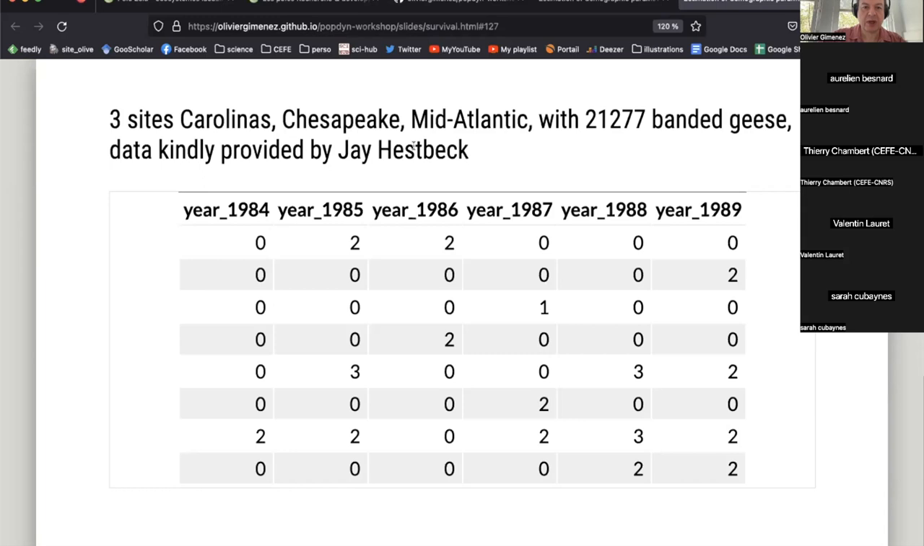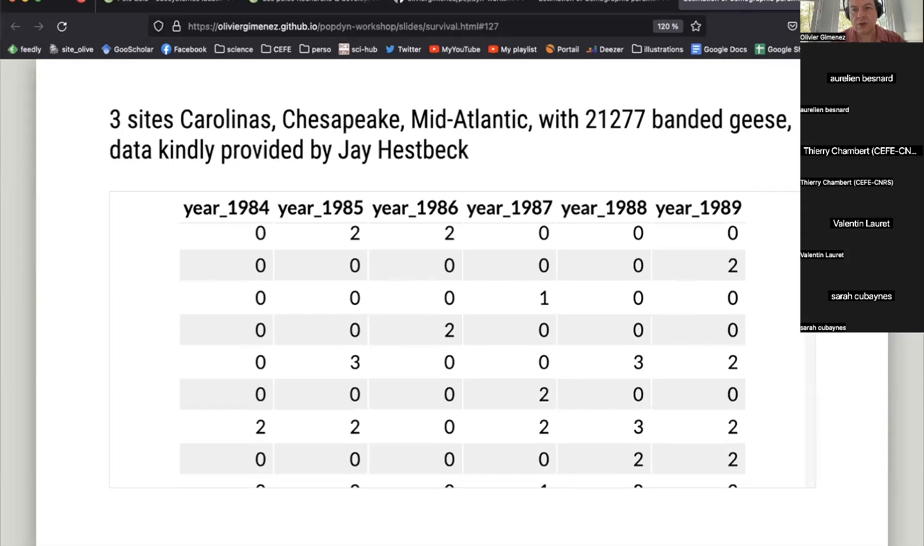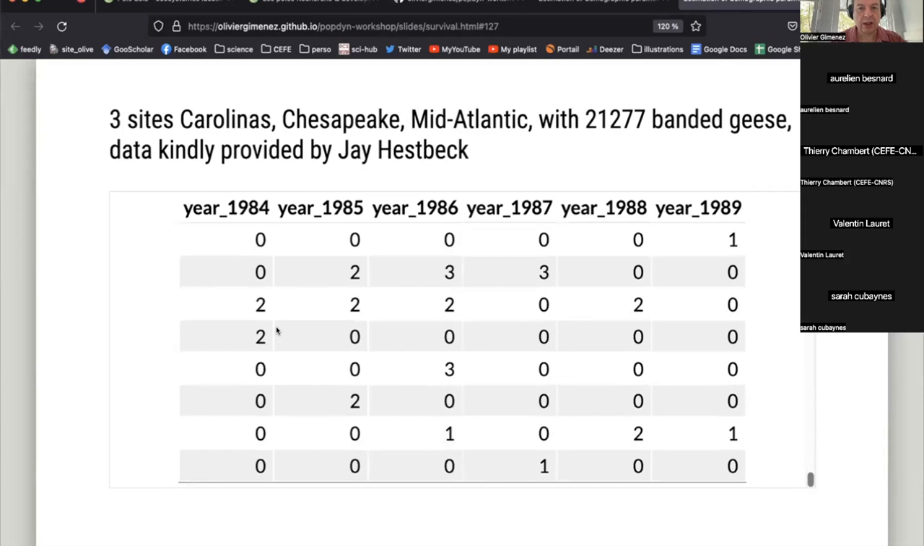And so we have 1, 2, 3, 4, 5, 6 years from 84 up to 89. And you see that you have a bunch of data. I'm not displaying the whole data set, but you see that you have zeros for undetected, 2 for detected in Chesapeake, I think, 3 for detected in Mid-Atlantic for that particular individual. In rows, these are the individuals. And 1 for detected in Carolinas, okay?